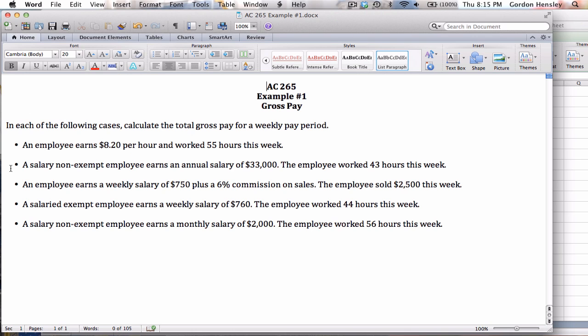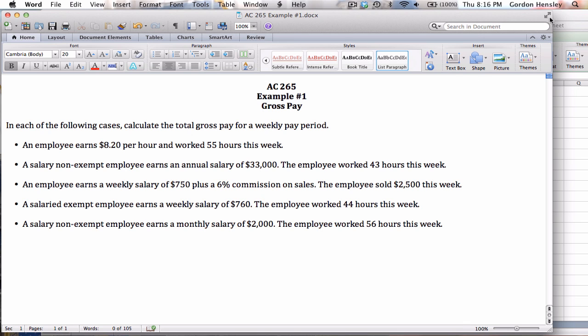Now for case number 3. An employee earns a weekly salary, $750, plus a 6% commission on sales, and the employee earned $2,500 this week. So yet another situation. And the key to these really is just looking at each situation, case by case, looking at the information, and thinking about a weekly format.